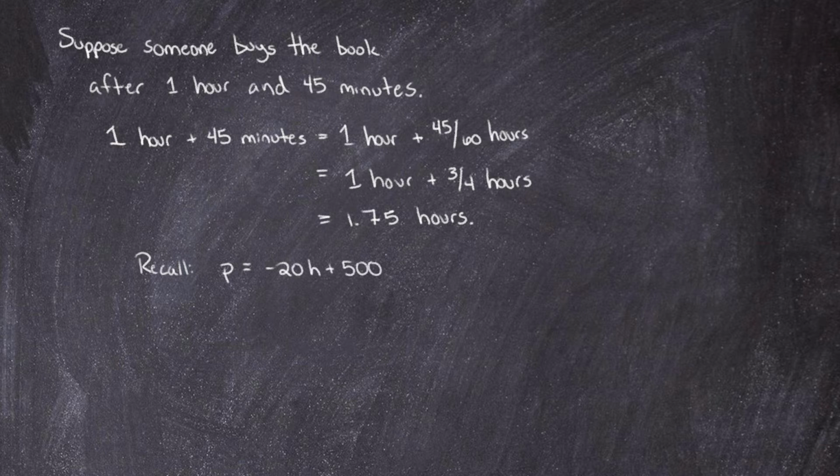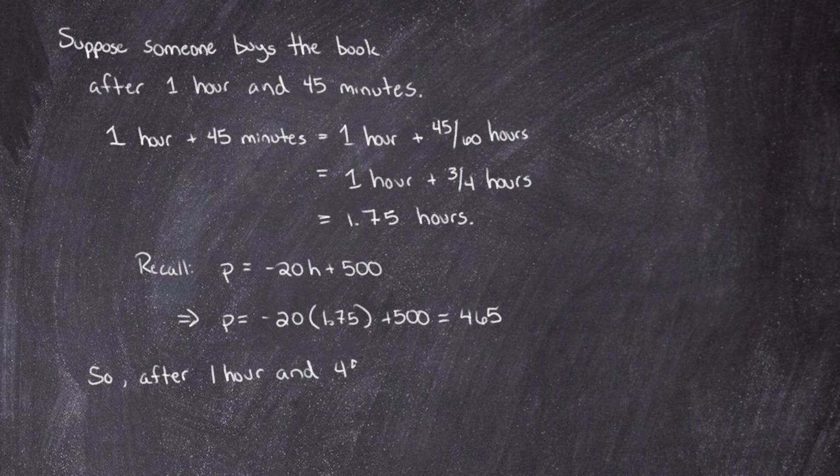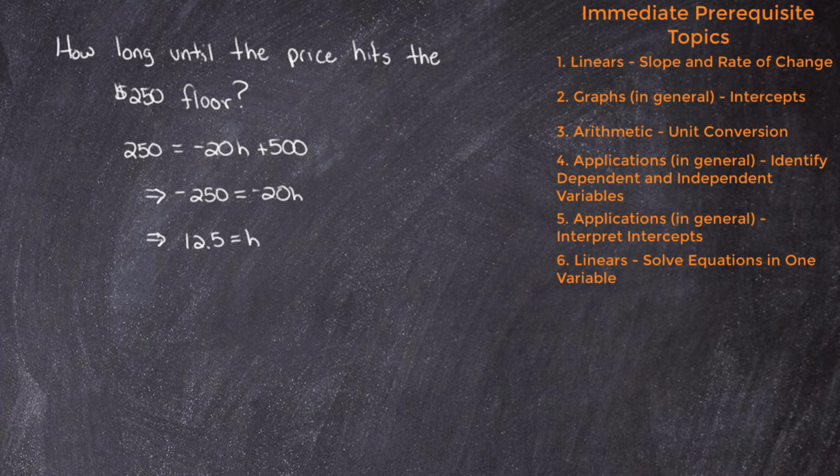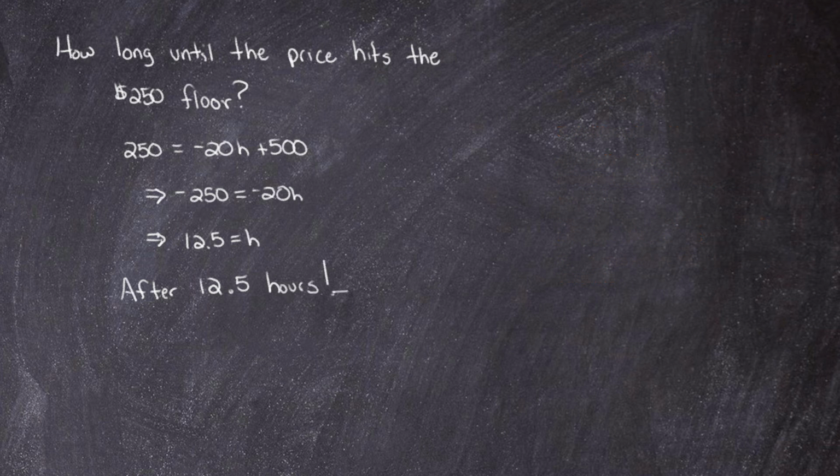If we plug this in for H, we get 465 as the answer, but remember that answer represents the sale price. So if we have a buyer at 1.75 hours, we are selling that book for $465. If we wanted to know how long the book is going to be listed before hitting the floor price, remember that was $250, we just let P equal 250 in our equation and solve. In this case, we'll get H equals 12.5, or 12.5 hours. Therefore, we know that after 12.5 hours, our auction will have reached the floor price. And from that point forward, the lowest price we would take is that $250.